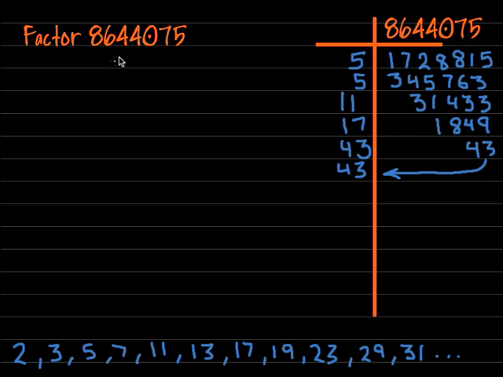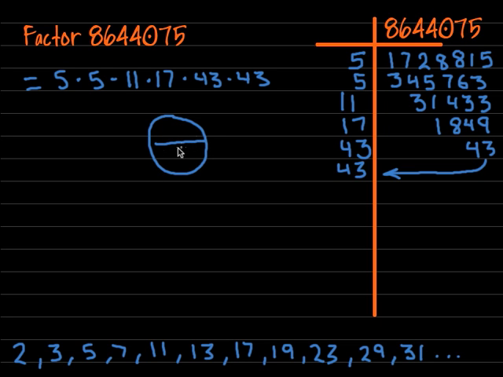So now I know that 8,644,075 is the same as 5 times 5 times 11 times 17 times 43 times 43. And if we want to show that's true, you can go ahead and plug those numbers into your calculator and prove it to yourself. Now, armed with this, you should be able to complete all the factoring exercises on this week's review.